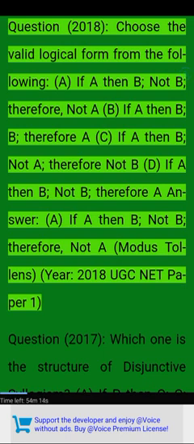Question 2018. Choose a valid logical form from the following. A. If A then B, not B, therefore, not A. B. If A then B, B, therefore A. C. If A then B, not A, therefore not B. D. If A then B, not B, therefore B. Answer. A. If A then B, not B, therefore, not A. Modus tollens. Year 2018 UGC NET Paper 1.